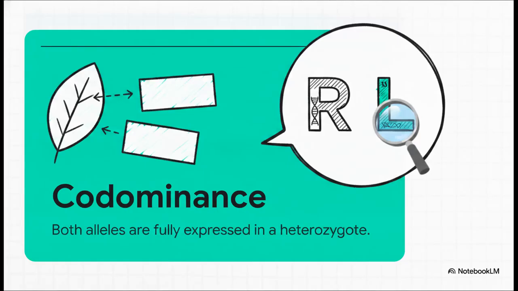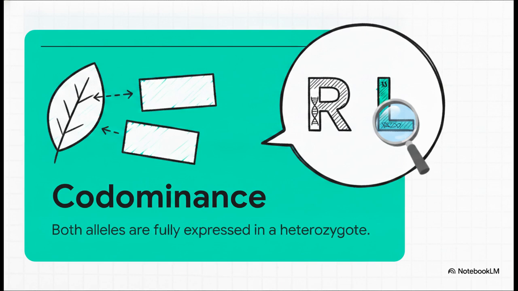Okay, so what actually is codominance? Well, it's a genetic scenario where both alleles are fully expressed in a heterozygous organism. Let's look at the screen. Take this oval leaf here. If we magnify its microgenetics, like in that little pop-out bubble, you can see exactly what's happening inside the cells.